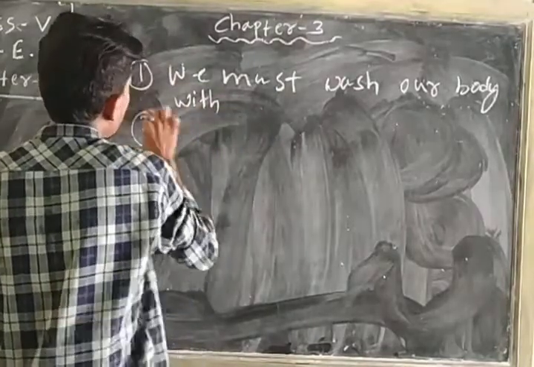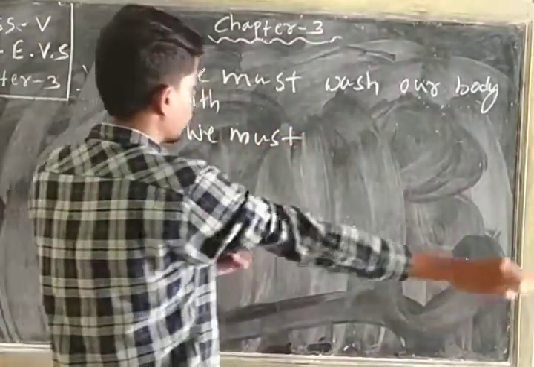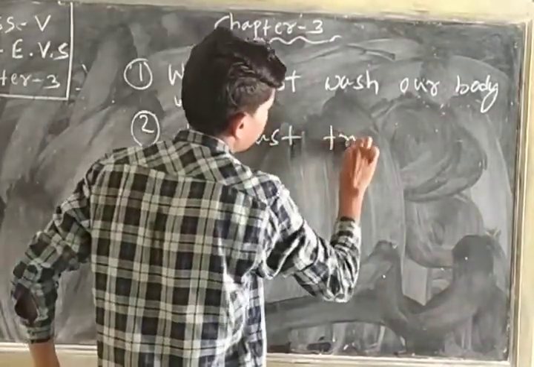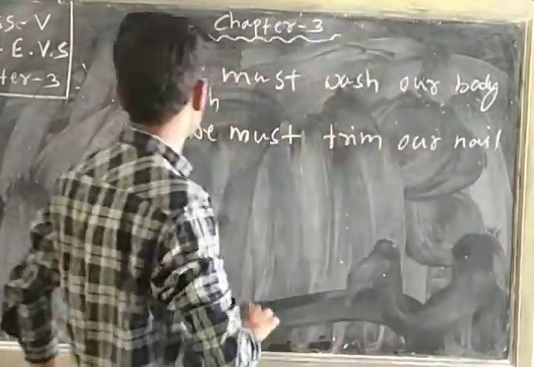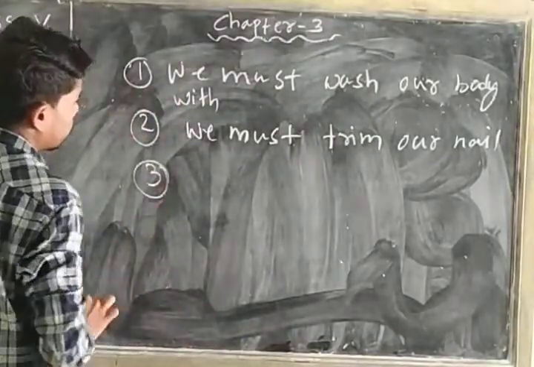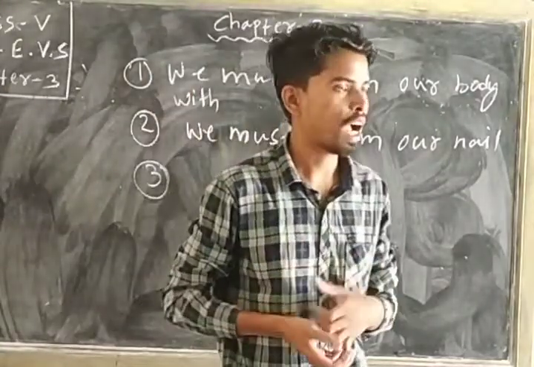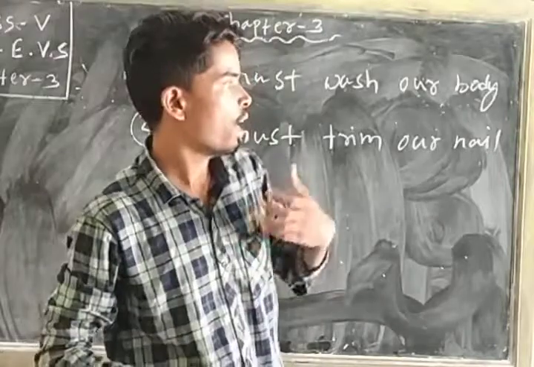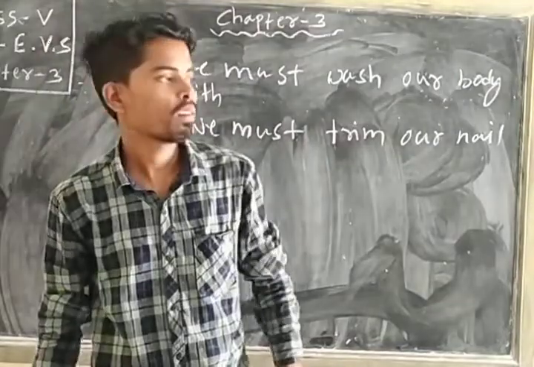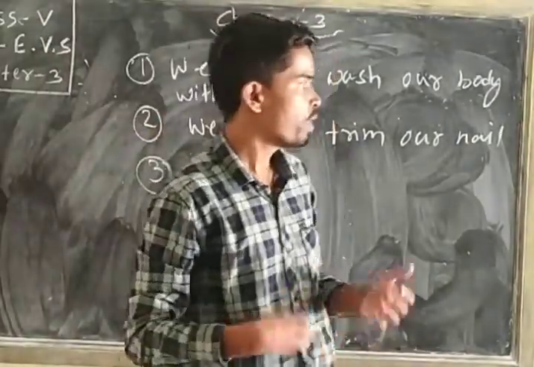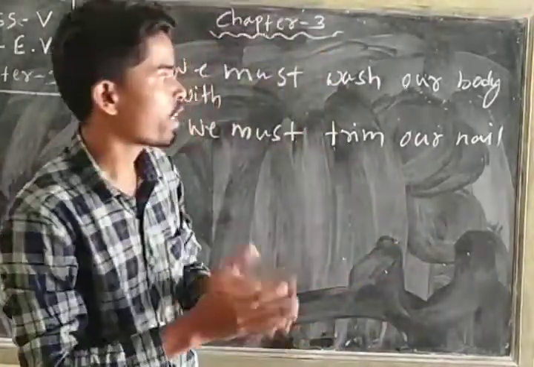And second point, we must trim our nails. Okay, and next point, we must wash our hands with soap after urination and after defecation. Okay, and when we touch a pet or a foreign object, we should wash our hands properly.